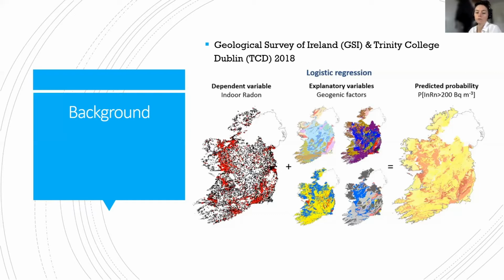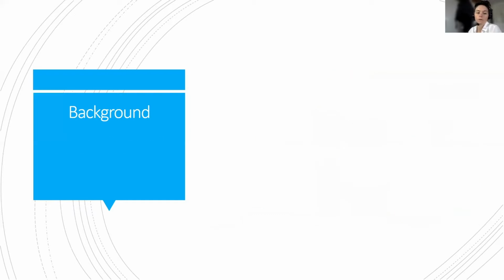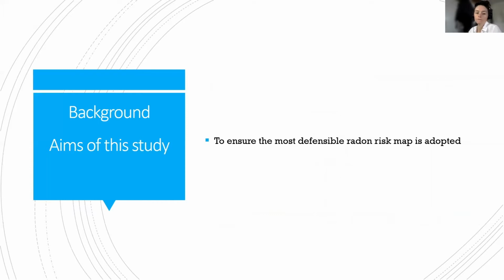and the assessment of other modeling options. If we look at the aims of this study, the overarching aim is to ensure the most defensible radon risk map is adopted. My background is in spatial analysis and spatial data science. So I'm not a radon expert, but the GSI and TCD people who were involved in this previous study are. Their continued collaboration right through this test study was key to achieving the aim of the most defensible radon risk map being adopted.